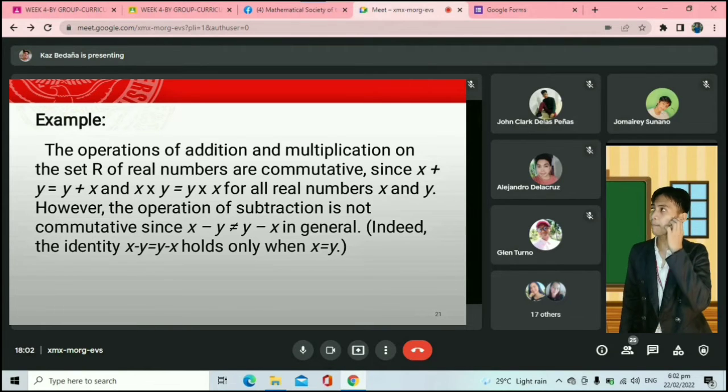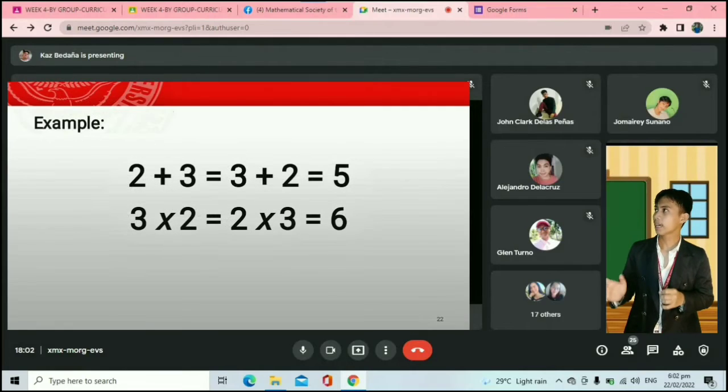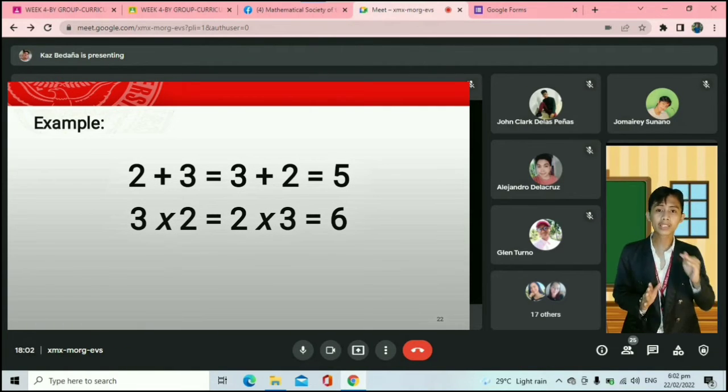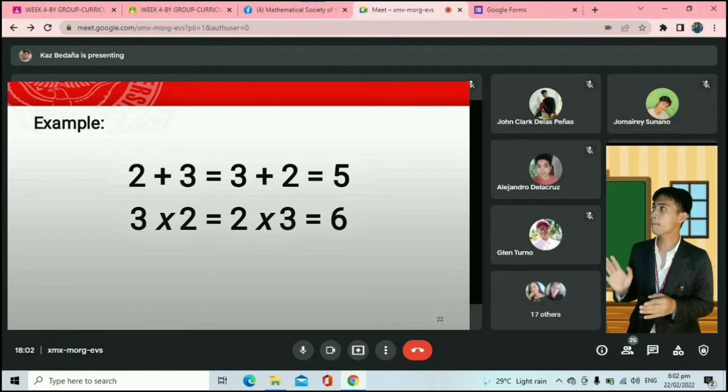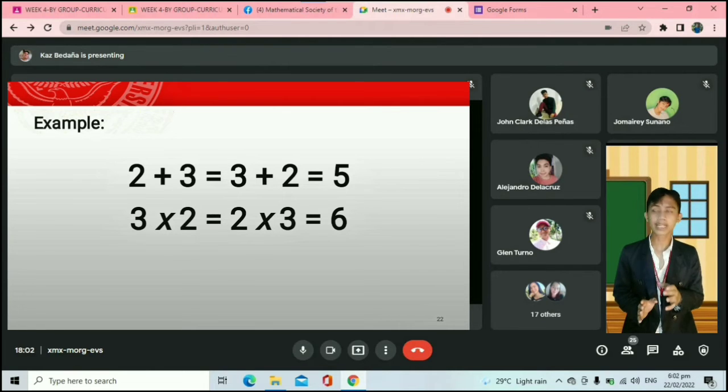Another example, 2 plus 3 is also equal to 3 plus 2. So the result of our operands is the same, and we can call it commutative. Example, in multiplication, we have 3 times 2 is also equal to 2 times 3, because 3 times 2 is equal to 6 and 2 times 3 is also equal to 6.